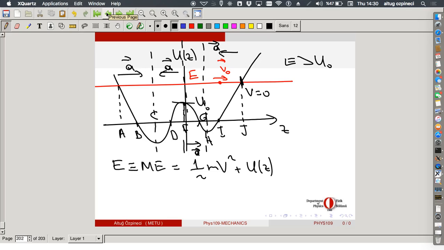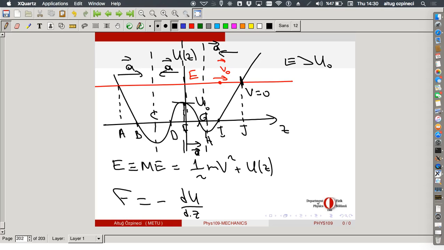From the point H to the point J and even forward, is the derivative of the potential positive or negative? As you change z, potential energy is increasing, so the derivative is positive. But the force, we had just shown that force is equal to minus dU/dz. The derivative is positive, so the force is negative, meaning that it's in the minus z direction.